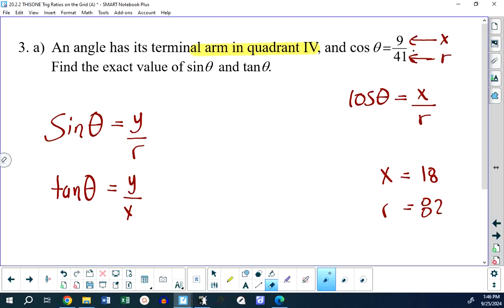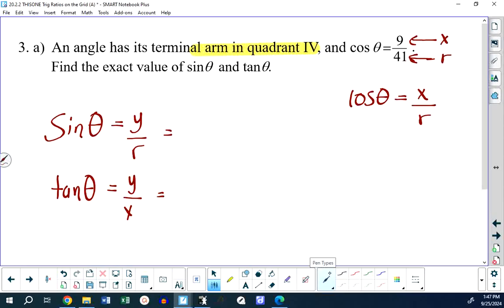So don't forget this arm extends forever. There's a million points on it. We're just picking one point where x is 9 and r is 41. So that means, well, we know some of this stuff now, don't we? We know r is 41. We know x is 9. I guess what we're missing is y. Oh, well, that's okay, because x squared plus y squared equals r squared.